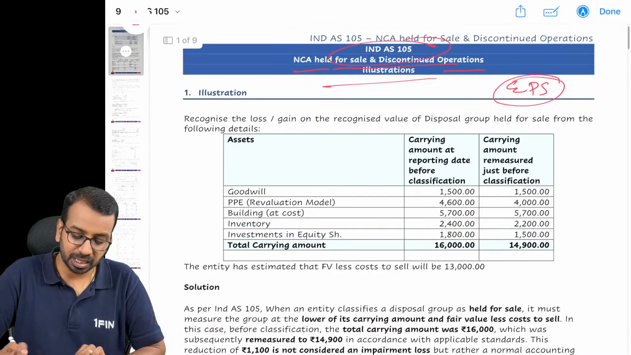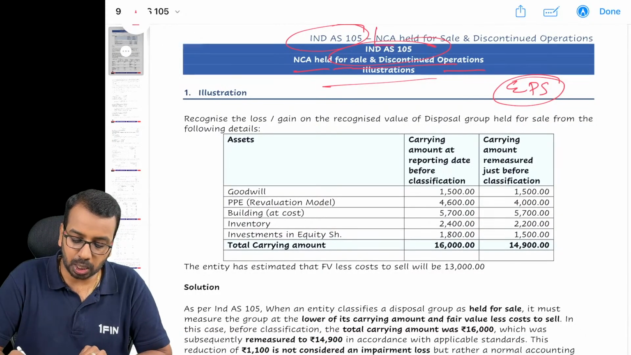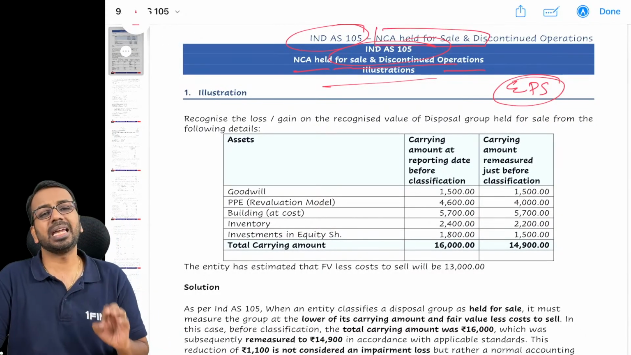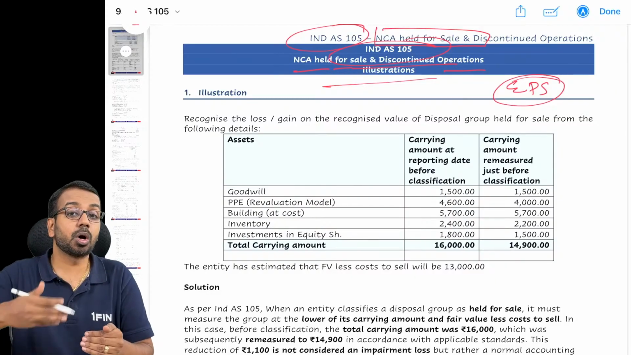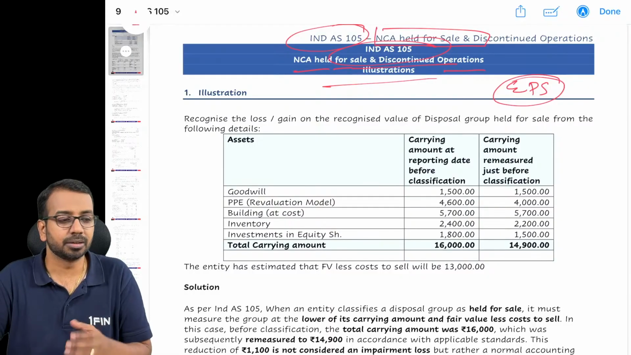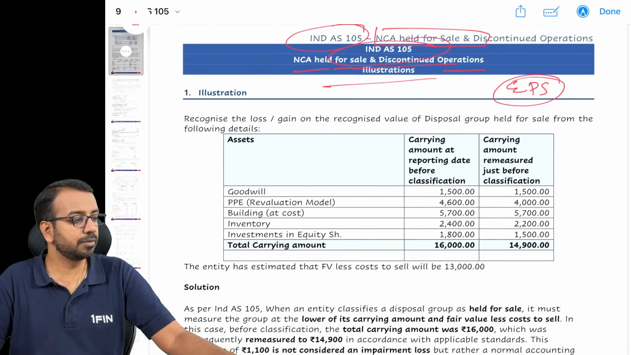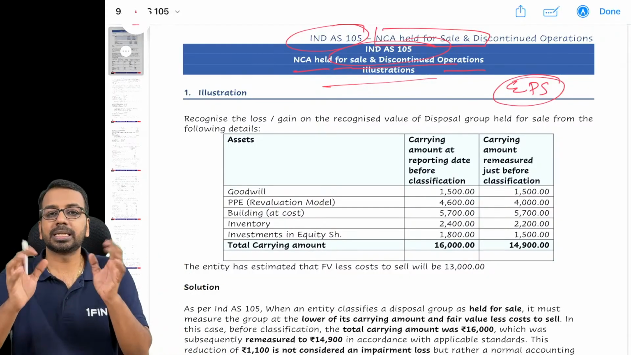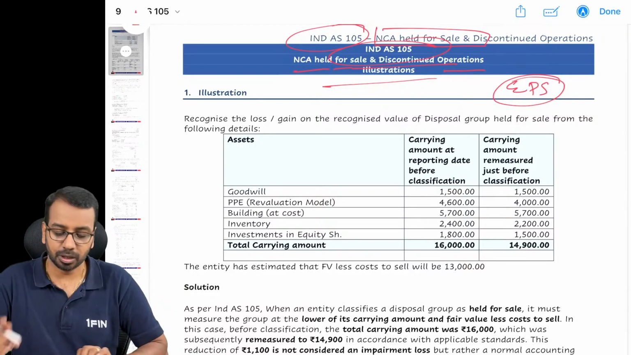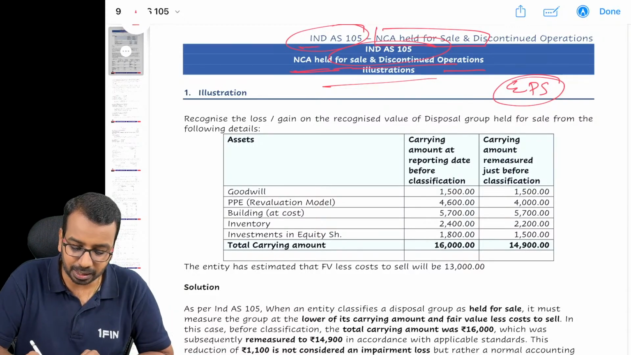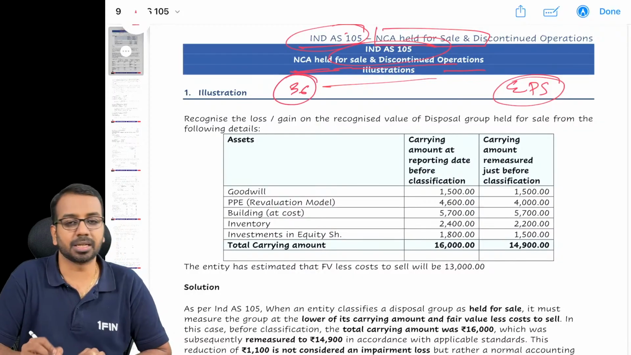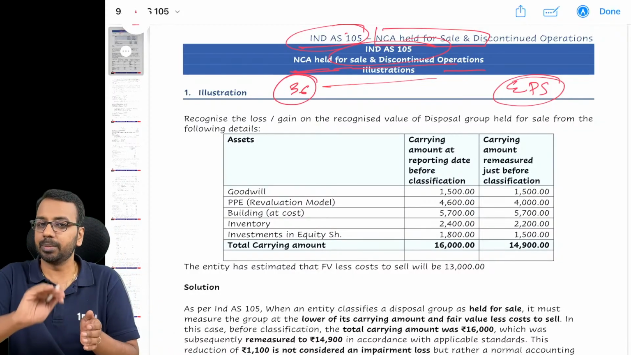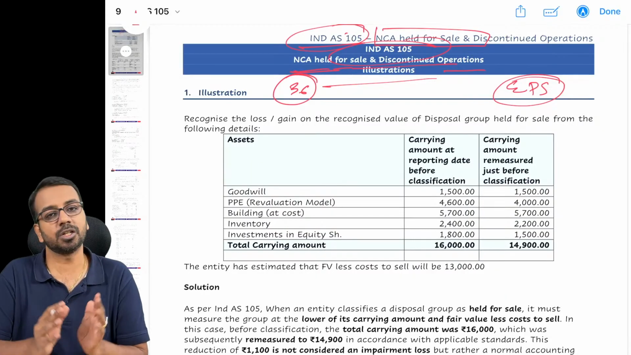Now, what does 105 deal with? Non-current asset held for sale. Any item of non-current asset which is held for sale, the entity does not want to use it any further. The entity wants to sell that particular asset in the future. So that is classified under Ind AS 105. Ind AS 105 is linked to Ind AS 36. The accounting treatment is similar, just that classification is separate.